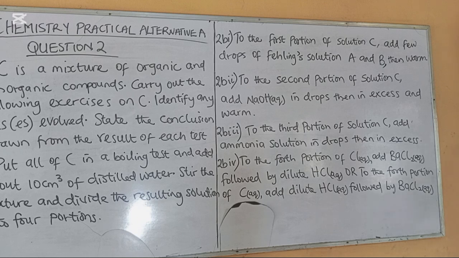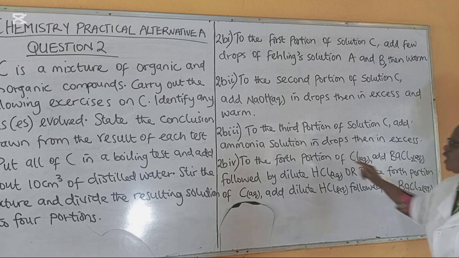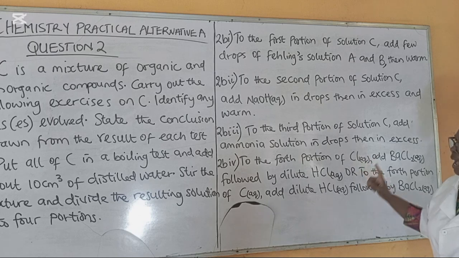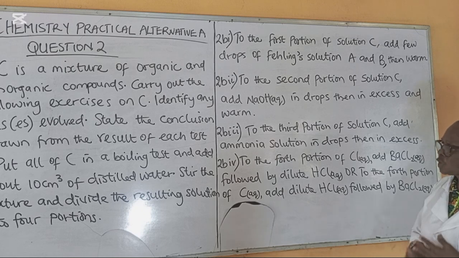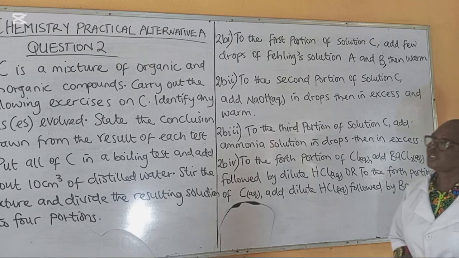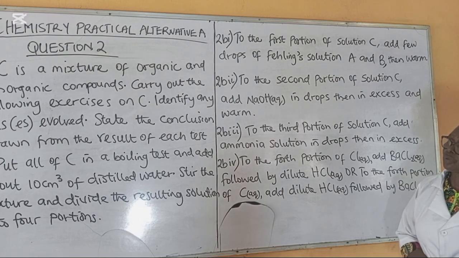they might change the pattern. They might ask you to, to the fourth portion of solution C, add dilute HCl followed by barium chloride. Out of these two, only one should be asked. But whichever one they will ask, I will tell you how to report, and I will also demonstrate each and every one of them. So can we go to the demonstration right now?